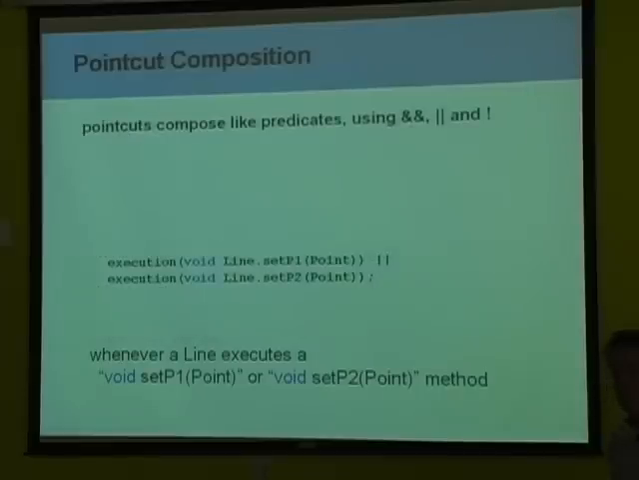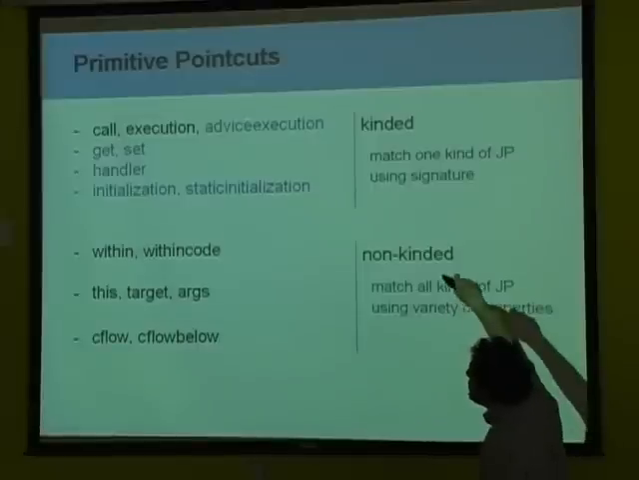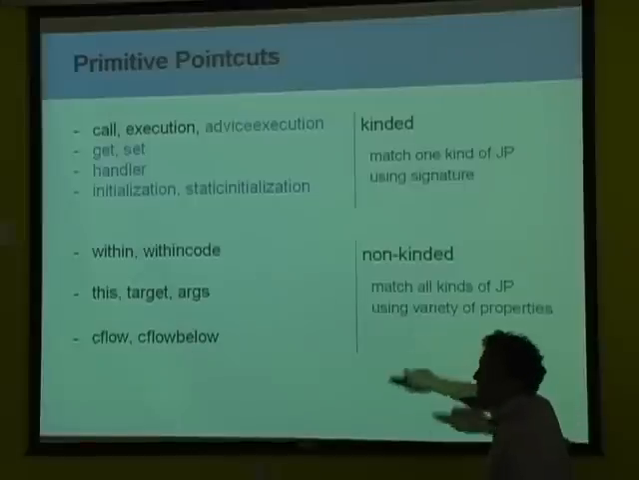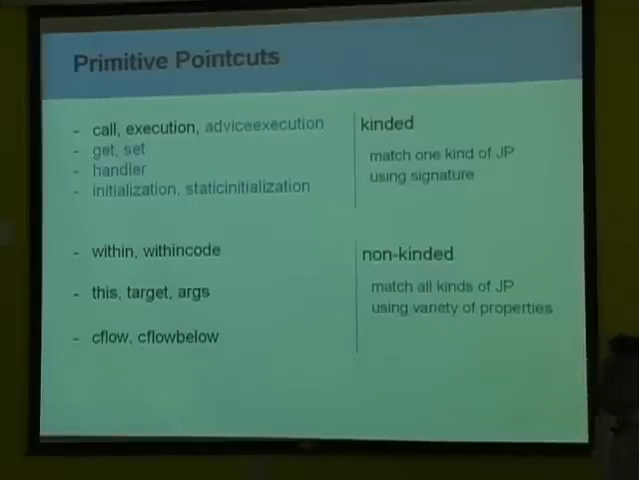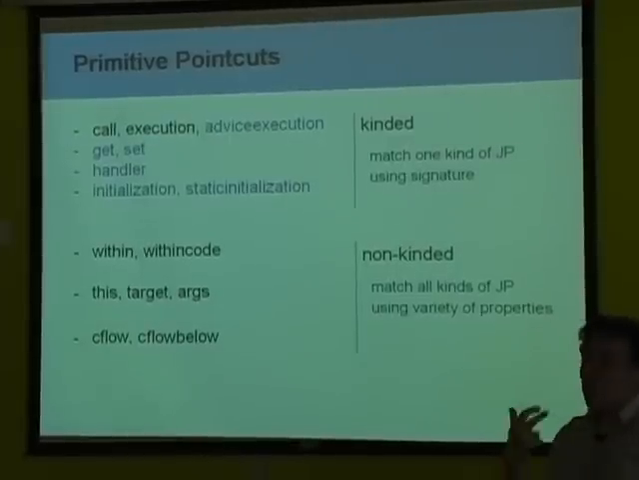Now, there's a bunch of primitive pointcuts. I'm going to give you a quick peek now and talk about some more later. There's two basic families of them: kinded primitive pointcuts and non-kinded primitive pointcuts. The kinded pointcuts match join points of only a particular kind, like an execution join point, or a call join point, or a field get join point.